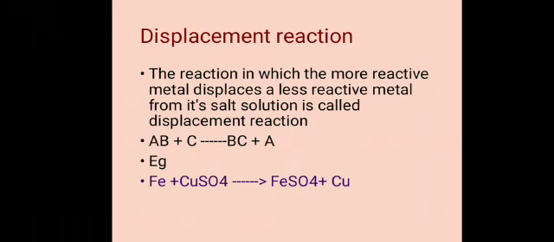One example for that reaction is Fe plus CuSO4 gives FeSO4 plus Cu. In this reaction, which are the metals? Iron and copper are the metals, and iron is more reactive than copper. As a result, iron displaces copper from copper sulfate. So we get FeSO4, that is ferrous sulfate, plus metallic copper. So this type of reaction is known as displacement reaction.